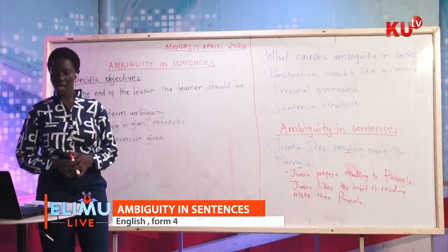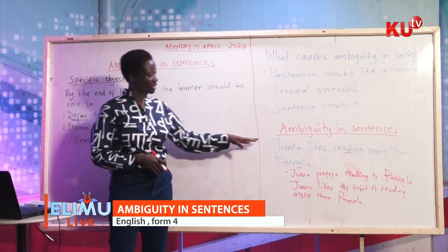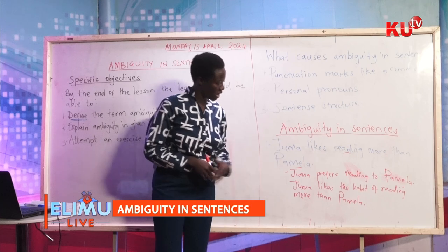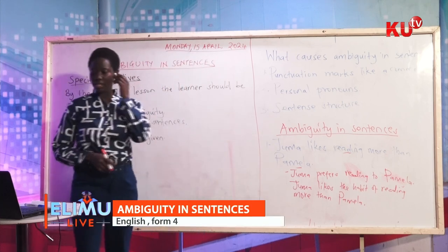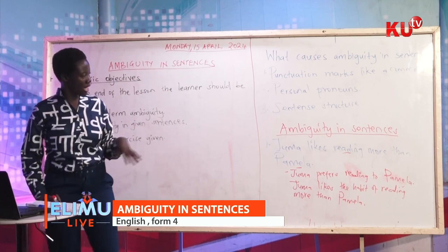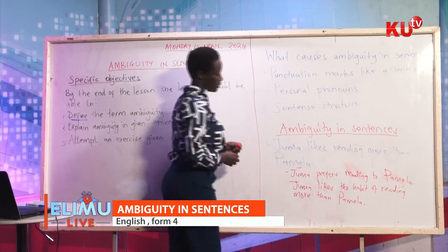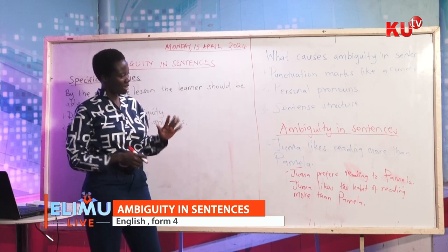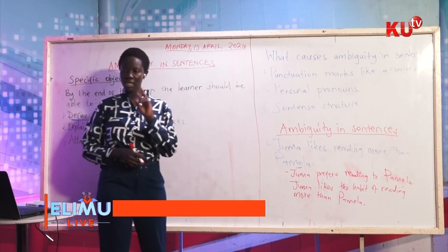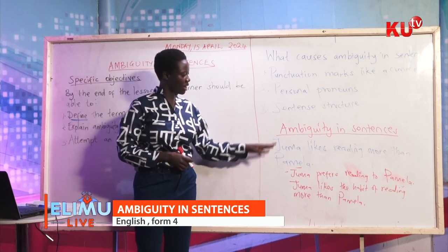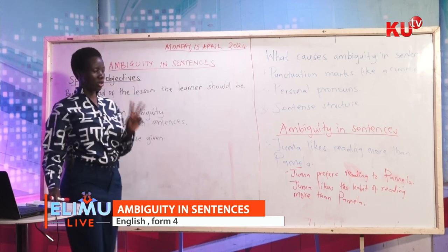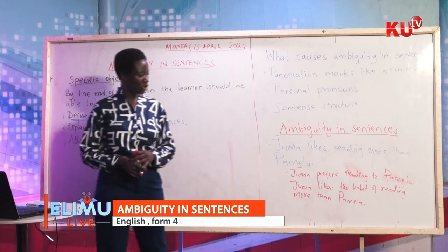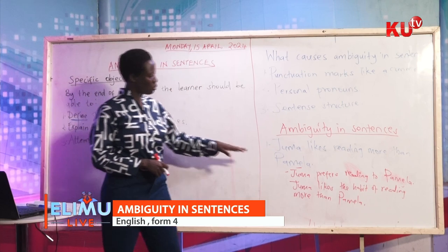Then when you come to the second meaning of the statement, Juma likes reading more than Pamela, the second meaning is that Juma likes the habit of reading more than Pamela. In this case, I want you to look at this sentence as if we have two people. In the first statement, we only have one person, distinguishing between reading and Pamela. But in the second statement, we have two people, Juma and Pamela. These are two different people, and of the two, it is Juma who likes the habit of reading more than Pamela.